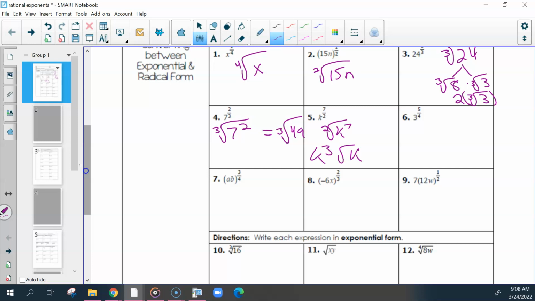For number 6, how would we write 3 to the 5/4? Okay. So fourth root. Wait, Miss Storm, what's the answer for 5? K to the 3rd times square root of k.